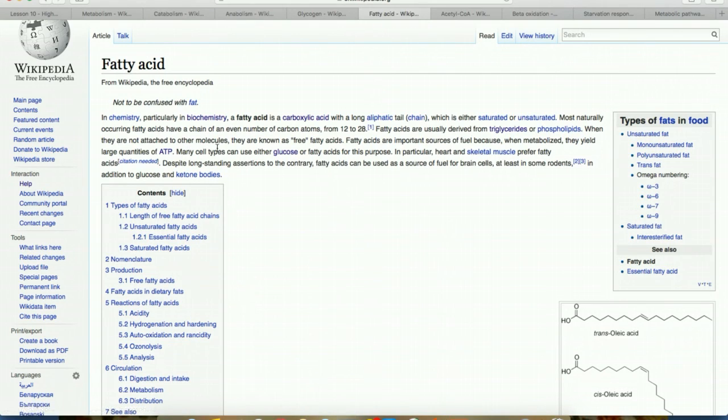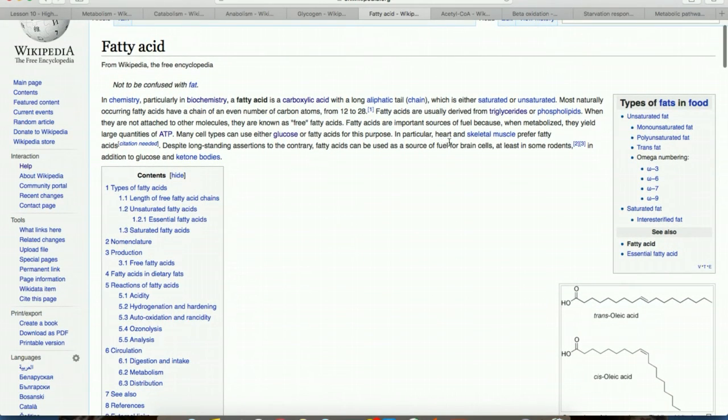When they are not attached to other molecules, they are known as free fatty acids. Fatty acids are an important source of fuel because when metabolized, they yield large quantities of ATP. Many cell types can use either glucose or fatty acids for this purpose. Okay, so we studied that glucose is used in cellular respiration. But it seems that now we are going to see how fatty acids are also used to produce ATP. Okay, in particular, heart and skeletal muscle prefer fatty acids.